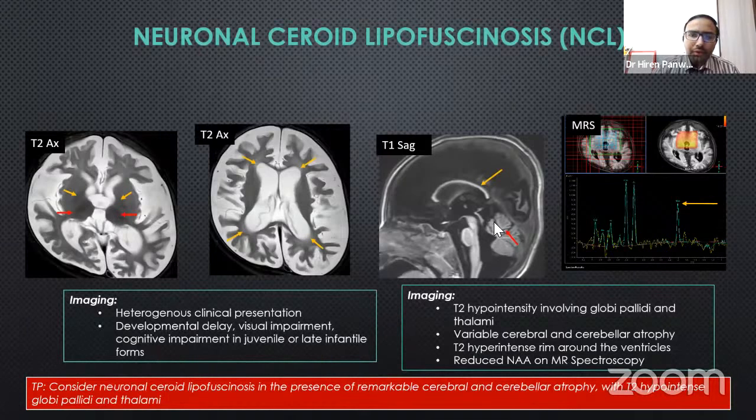And if you don't see interfoliar space widening, but you see that the vermis volume is small in size and is not reaching up to the obex area, then that could be vermian hypoplasia. Okay, so that's the difference between vermian atrophy, vermian hypoplasia, and a normal finding.